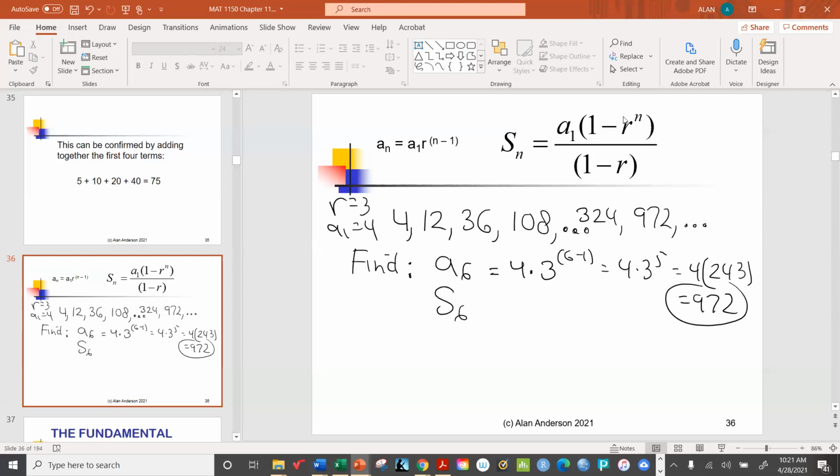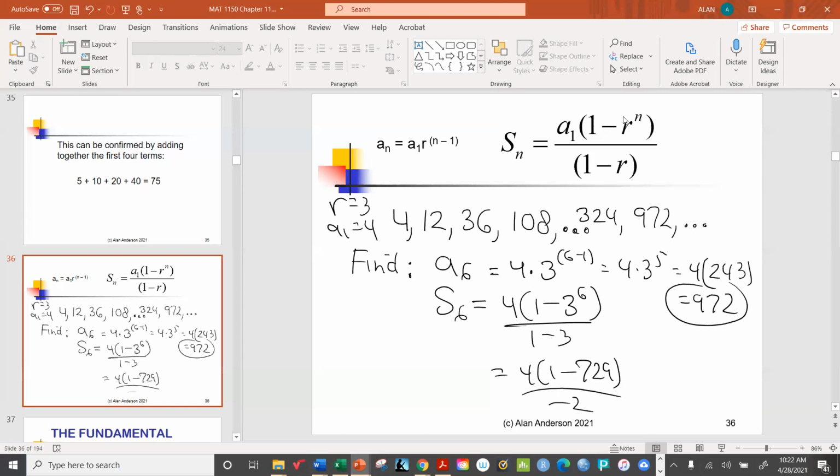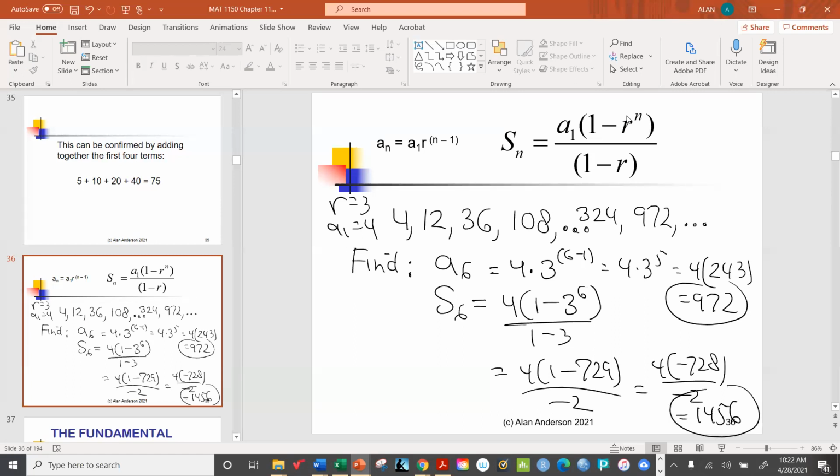Now, as far as the sum goes, you may not want to add those numbers up. That's a lot of adding. But if you use the formula, you'll get 4 times 1 minus 3 to the 6th power over 1 minus 3. Now 3 to the 6th power is 729. And then we'll have 4 times negative 728 over negative 2. And that's going to give us 1456. And of course, if you add them up directly, you'll get the same number.